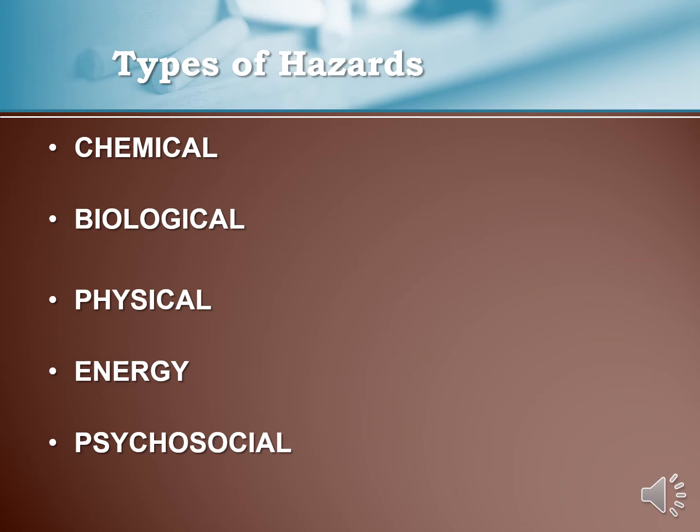Hazards usually fall into one of these 5 classes. When performing an inspection, you do not need to identify the class. It's just helpful to know them so that you can ensure your eyes look for all types of hazards, not just the ones which are readily apparent. The types of hazards include chemical, biological, physical hazards, energy hazards, and psychosocial hazards. Let's get started taking a look at each type.